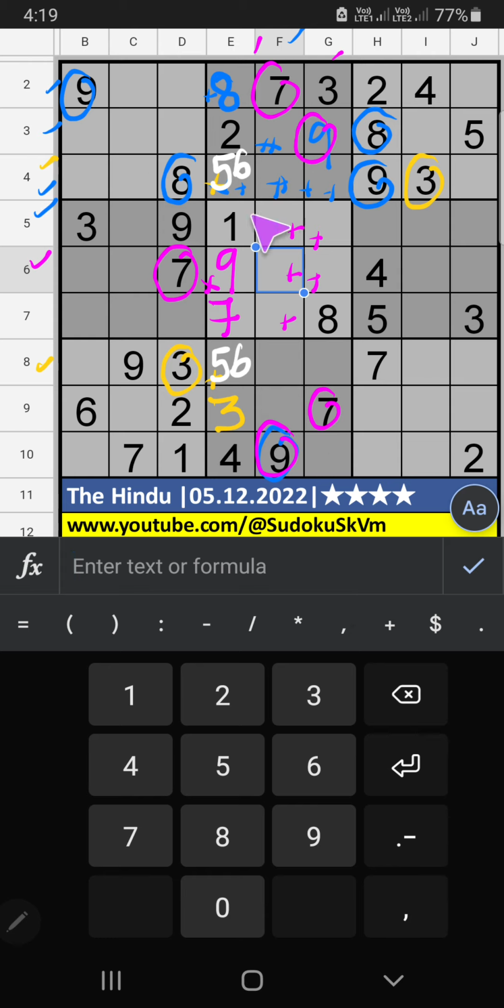5th row, we have 1 and 3. So 1 and 3 can't come in these cells. It will come in another 2 cells. 10th row, we have 1. So 1 can't come in the cell. 1 is confirmed here. Then 3 is here. 9th row, 10th row, we have pair numbers 1 and 2. So 1 and 2 can't come in these cells. It will come in another 2 cells. We will confirm later.